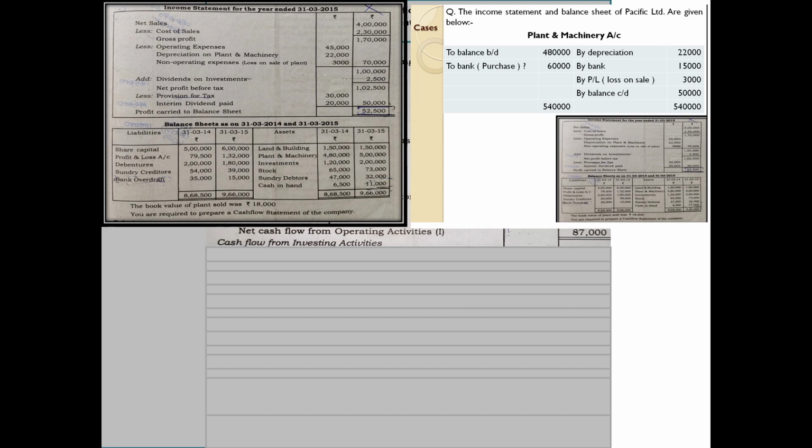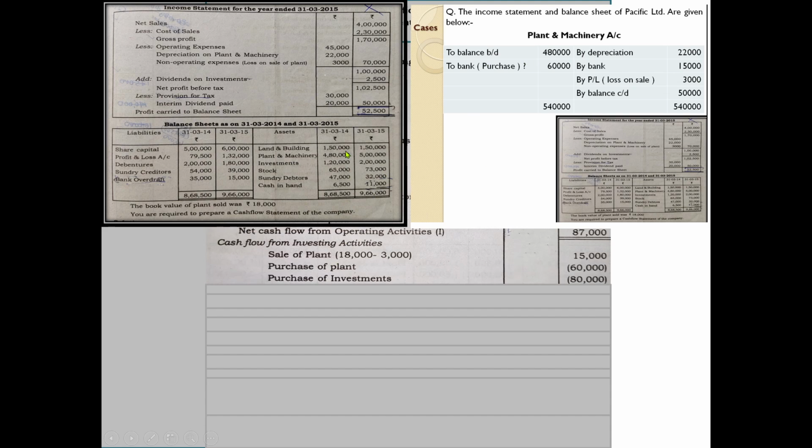Next one, cash flow from investing activity: sale of plant, $15,000. Next one, purchase of plant, 60,000. It's a negative amount. And next one, purchase of investments, 80,000. And next one, dividend on investment. It is an income on investment.